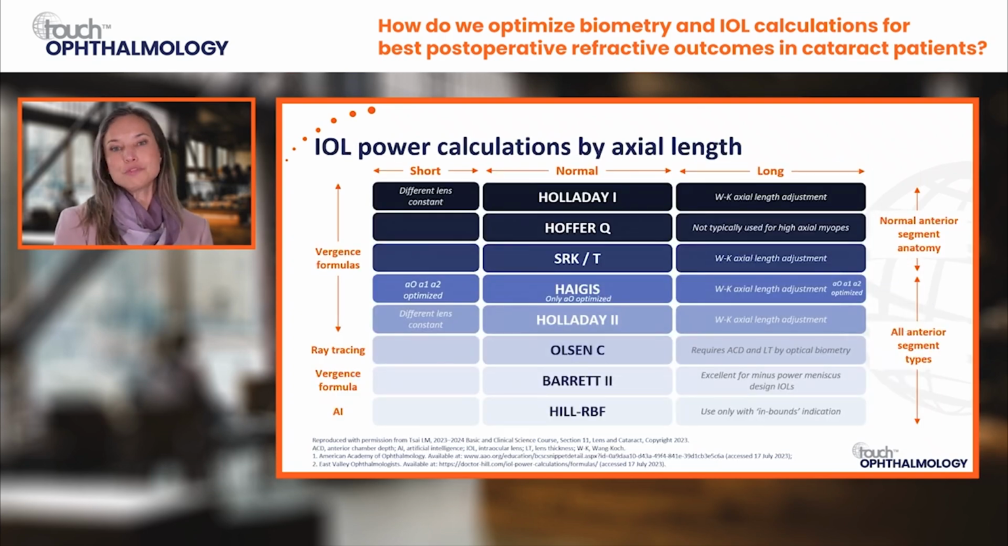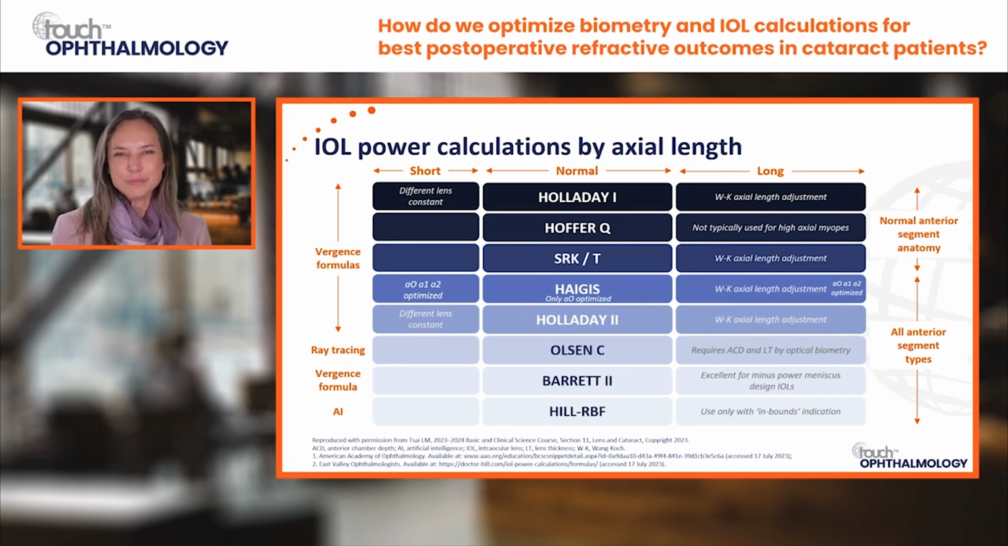So when we look at all the formulas available to us these days, Vergence formulas are third-generation formulas. All the Barrett formulas are actually Vergence formulas. Ray tracing is the Olsen formula, and artificial intelligence is the Hill RBF. Now we actually are at version 3 for the Hill RBF artificial intelligence formula. So we know that in normal eyes, most formulas perform really well. And the challenges are now with short eyes and long eyes.